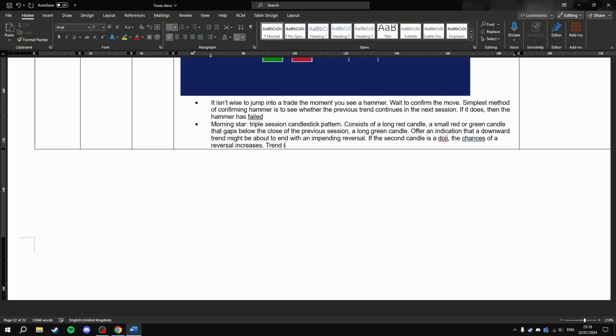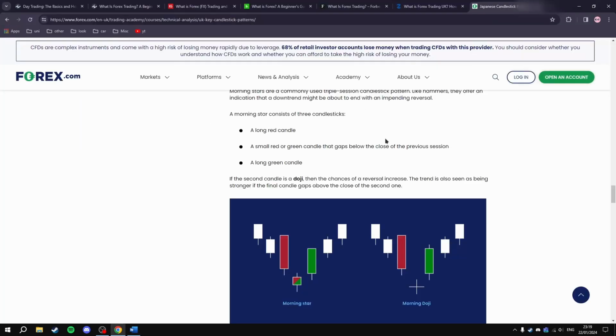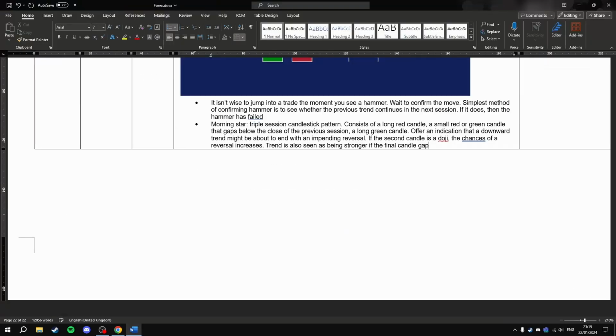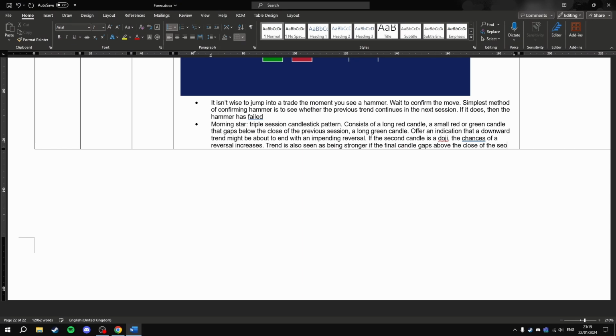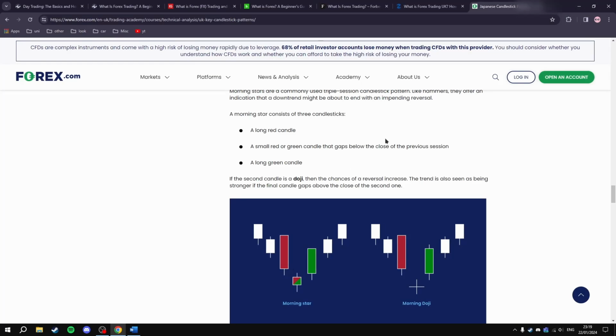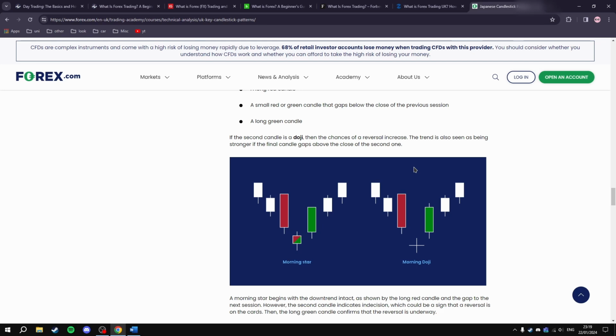Wait, so the trend is also seen as stronger if the final candle, so that one there, gaps above the close of the second one. And close, whether it's that one or that one, gaps above the close of the second one.